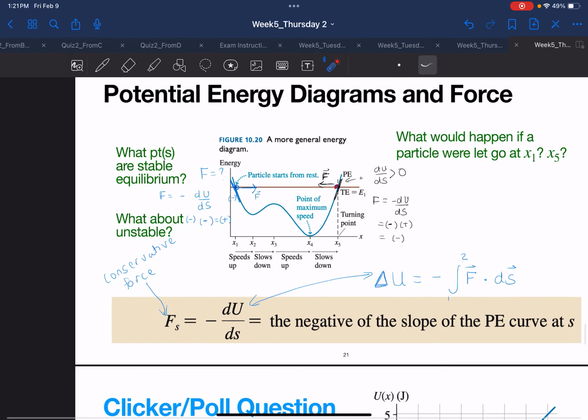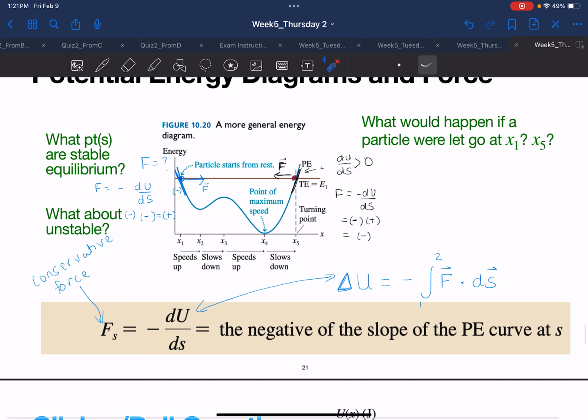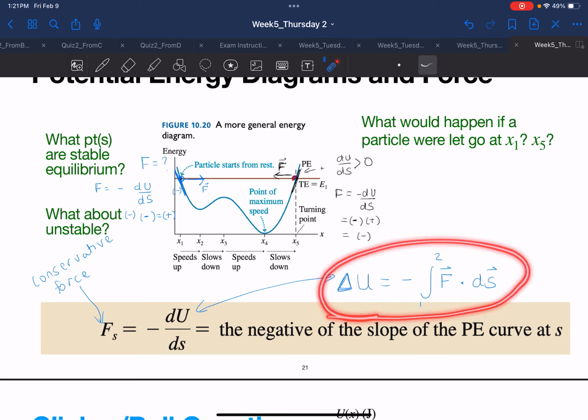All right, so the main takeaways here are that this is a relationship that holds true between conservative forces and some corresponding potential energy function, and the fact that, knowing information about the force, we can get the change in potential energy between 2 points by integrating the force between those points.